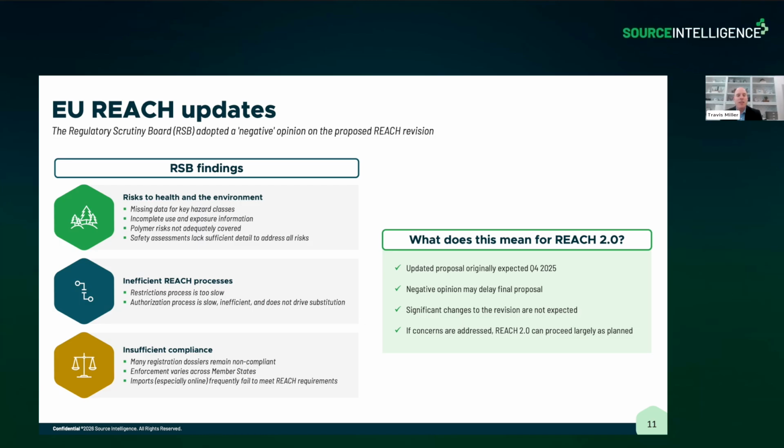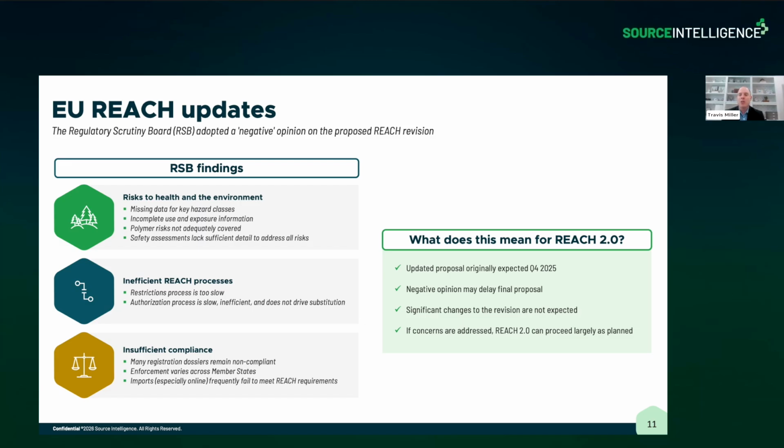They've also specified that there is insufficient process, meaning that restriction process is too slow, authorizations aren't moving fast enough, and there's insufficient compliance across the suppliers and manufacturers that are bringing in products and materials that might be in scope or regulated. Also true that enforcement is highly variable, and imports, specifically those online, fail to meet REACH regulations. Meaning that if you're ordering something from some of the large-scale retailers, the online importers, they are not satisfying the REACH regulation requirements for their imports.